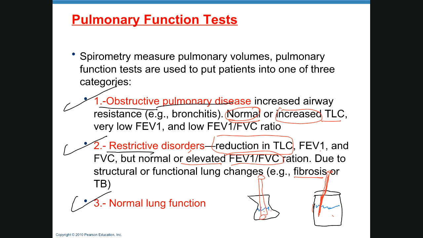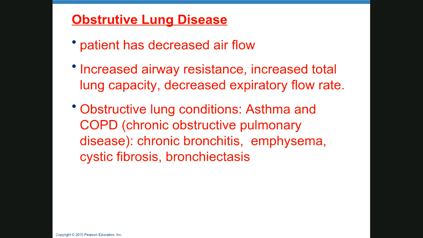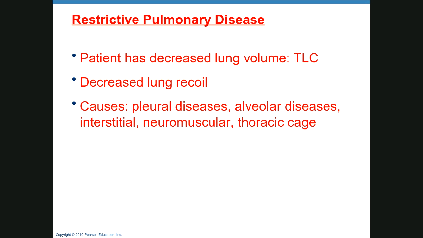Fibrosis of the lungs, for example, is a restrictive disorder. Tuberculosis is a restrictive disorder. So you should be able to distinguish between restrictive and obstructive pulmonary disease. So obstructive is the easy one, decreased airflow due to some type of problem with the conduits. And again, asthma, COPD, bronchitis, emphysema, cystic fibrosis are all obstructive diseases.